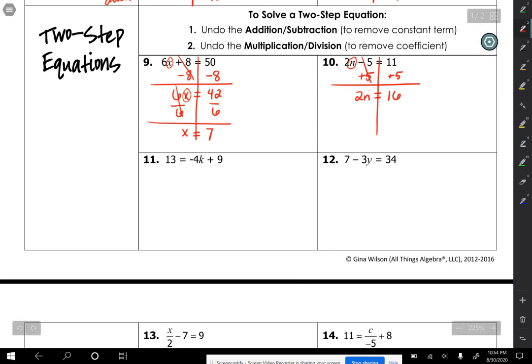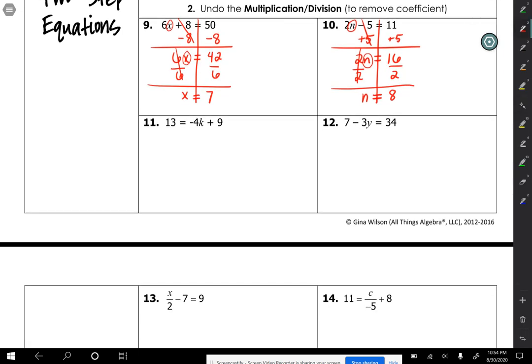Circle your variable because we're not quite done. That 2 is still attached to the end. To get that 2 to go away, I need to divide by 2 because division is the opposite of that multiplication. Those are going to cancel out, so we have n equals 16 divided by 2 is 8.